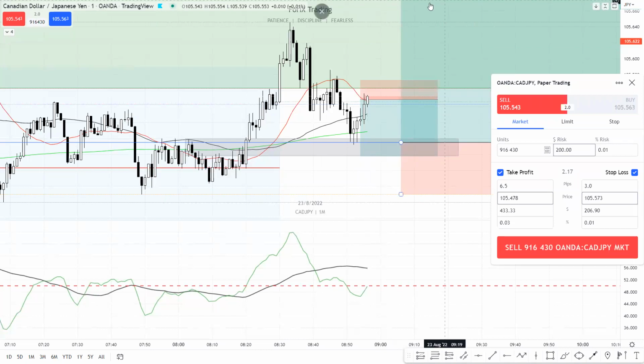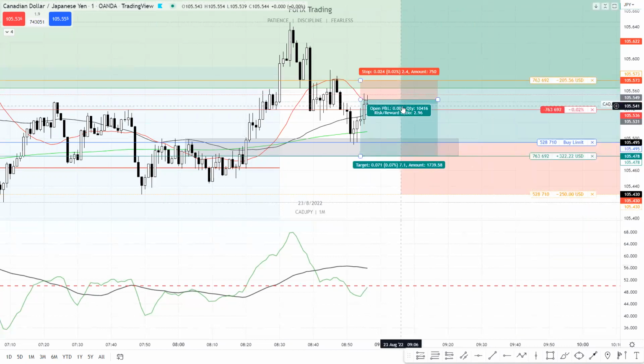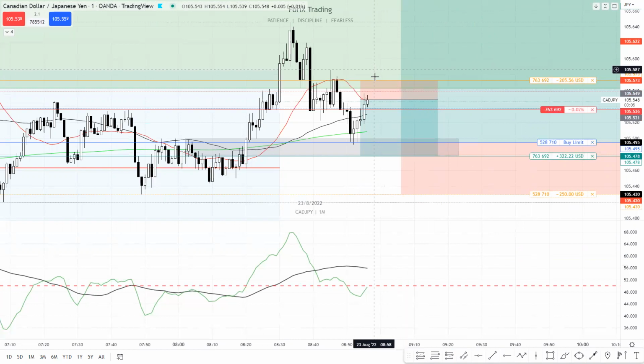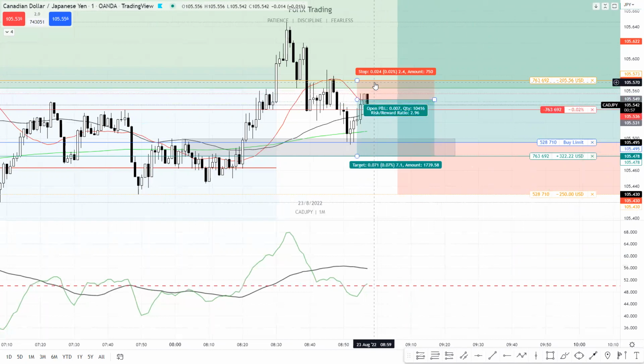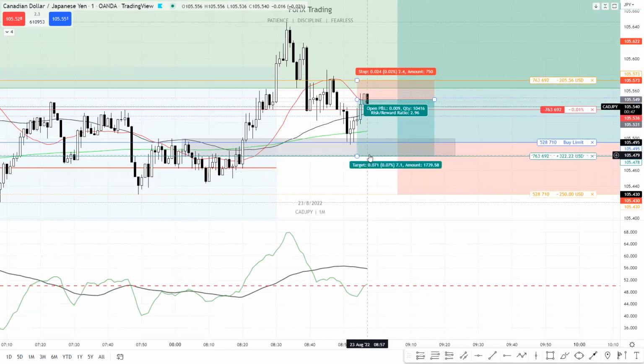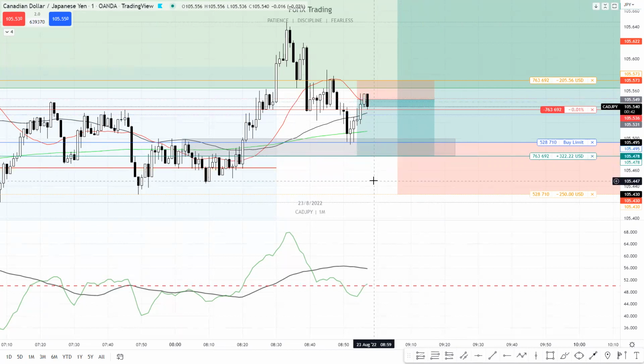It does look a little bit... I think we're going to sell it too. And my stop would be above there. So let's say 105569. I think profit should be 105478.